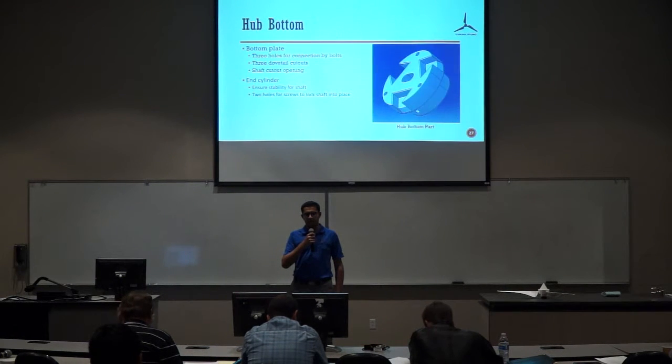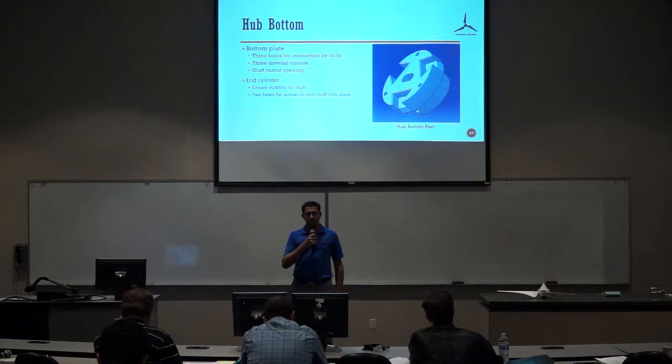The hub bottom consists of a bottom plate and then a cylinder. The bottom plate has 3 holes for connection by bolts to the top plate. It also has 3 dovetail cutouts, not all the way through the bottom plate, so that the dovetails can fit inside, and has a shaft cutout opening in the center.